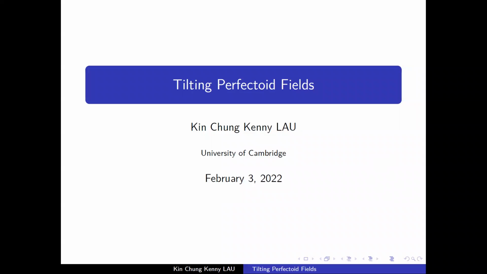I'm Kenny Lau. I'm currently studying for a PhD at the University of Cambridge, and this is my master's thesis from when I was at Imperial College. It is about tilting perfectoid fields, the big thing that won Peter Scholze his Fields Medal. So let's see what this is all about.